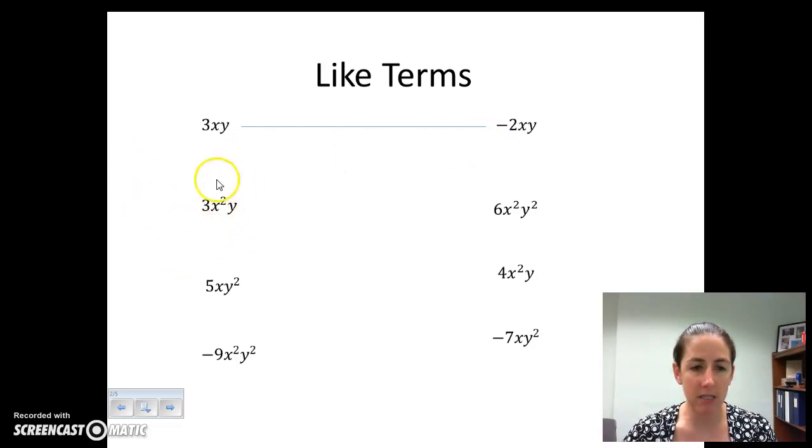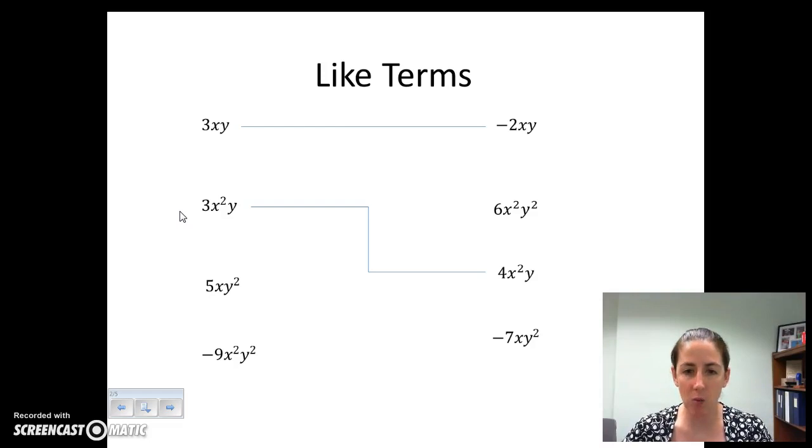The next one we see is 3x squared y. So we need to find another term that has an x and a y, but the x is squared: the 4x squared y. Then 5xy squared, so anything like that would have an x and a y squared: the negative 7xy squared. And finally, we have negative 9x squared y squared, so a like term would have an x squared and a y squared.